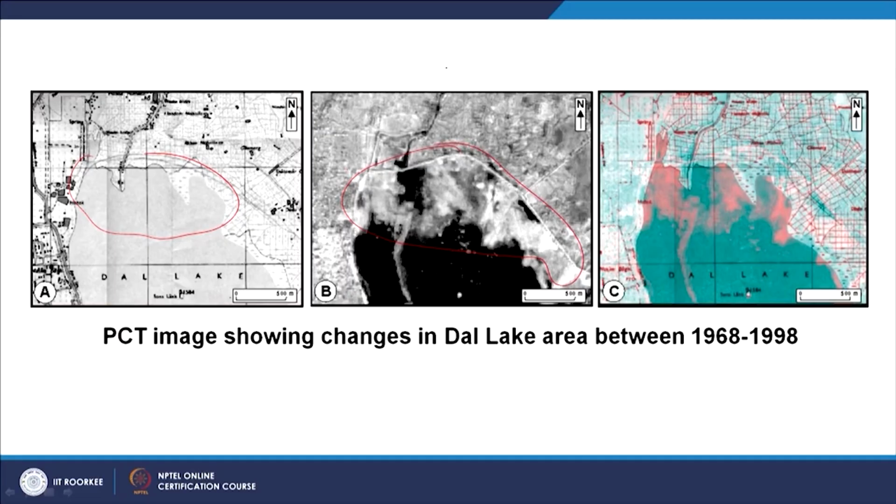This is the infrared channel, and the infrared channel shows high reflectance value for green vegetation, and when we bring in the PCT we can clearly demarcate which areas have been encroached or blocked because of the growth of vegetation. And of course the shape of Dal Lake has also changed in those 30 years.